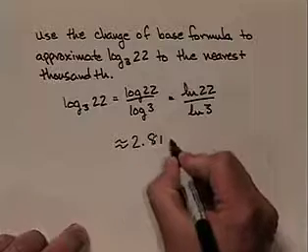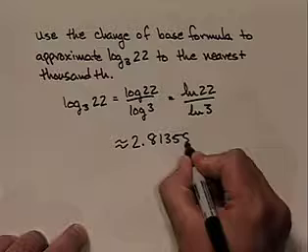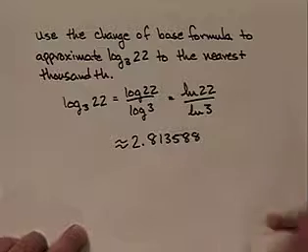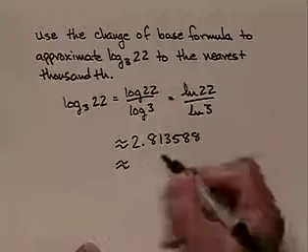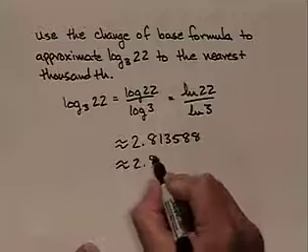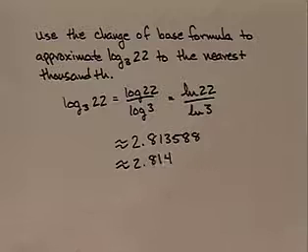It was about 2.813588, etc. Oh wait, actually we're supposed to approximate that to the nearest thousandth, so let me round that off. That's 2.814. So that would be our approximation to the nearest thousandth.